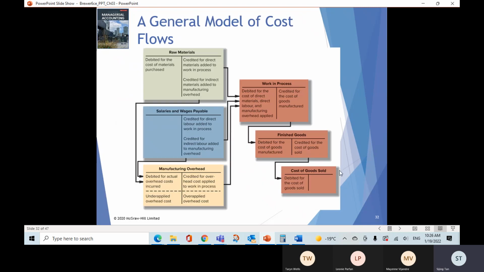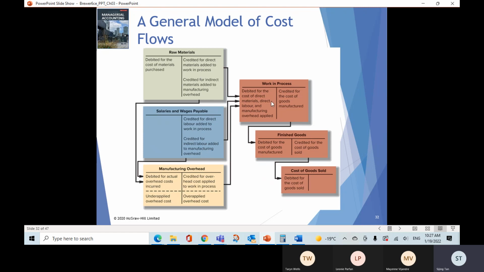Then this is the general model of the cost flow. This just summarizes all we have just talked about, from the raw materials till the end of the finished goods. Now we can quickly take a look at this. For raw materials, we debit for the cost of materials purchased and credit for direct material added to work in process, credit for indirect material added to manufacturing overhead. And then for direct labor, we credit for direct labor applied to work in process and credit for indirect labor to manufacturing overhead.